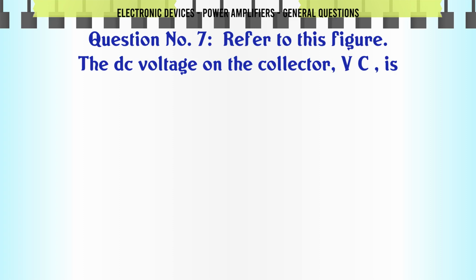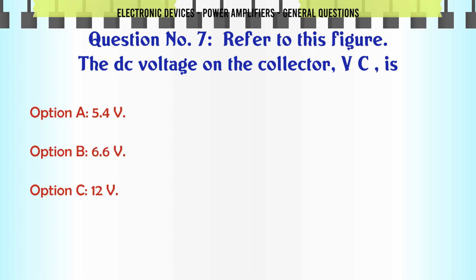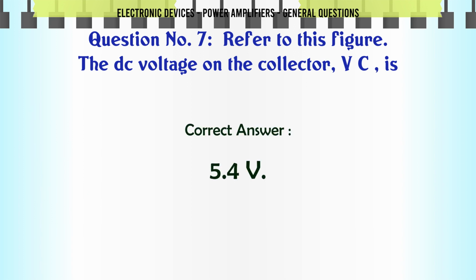Refer to this figure. The DC voltage on the collector VC is A. 5.4 V, B. 6.6 V, C. 12 V, D. 0 V. The correct answer is 5.4 V.